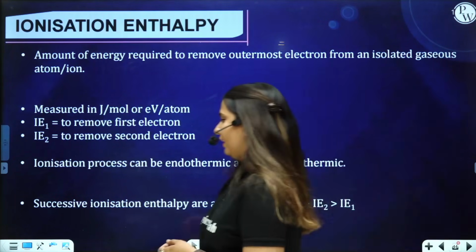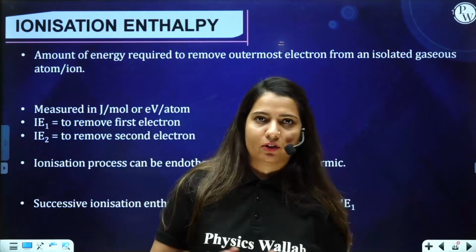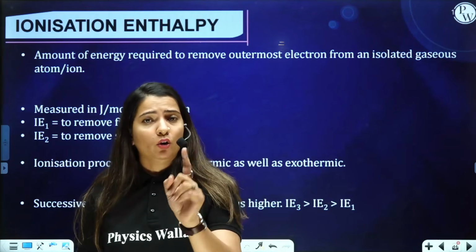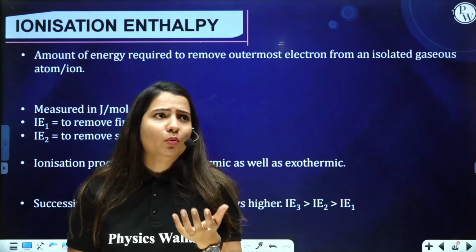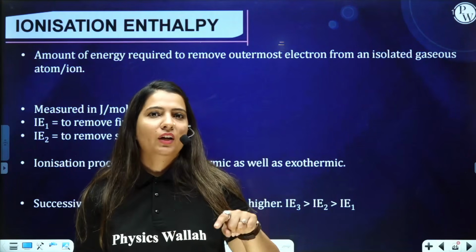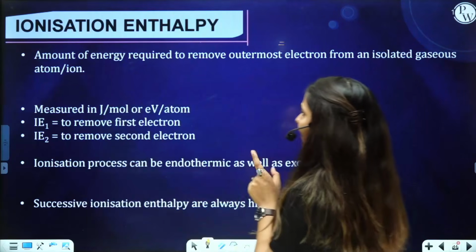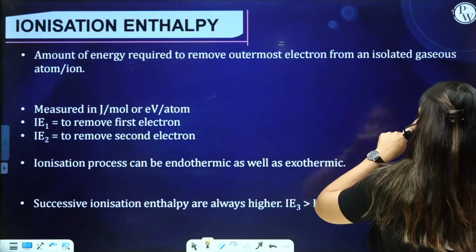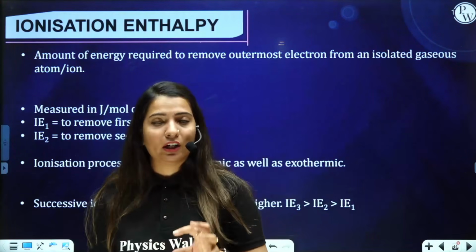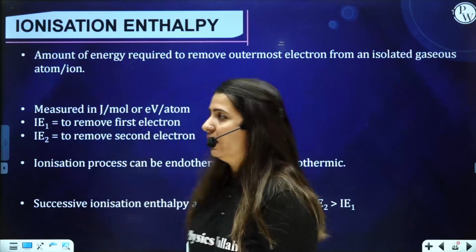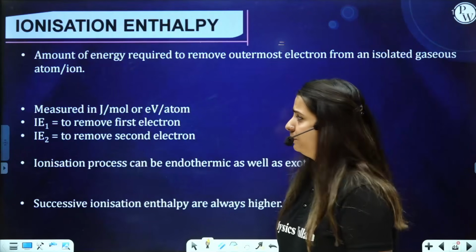Okay. What is ionization enthalpy? You cannot simply say removal of electron. No. Energy required to remove the outermost electron from an isolated gaseous atom. You cannot remove electron from the bonded state, or from the solid or the liquid state. You have to take the gaseous state. So, amount of energy required to remove outermost electron from an isolated gaseous atom or the ion. Every word has its meaning, and that is important to mention. It's measured in joule per mole, kilojoule per mole, electron volt per atom.